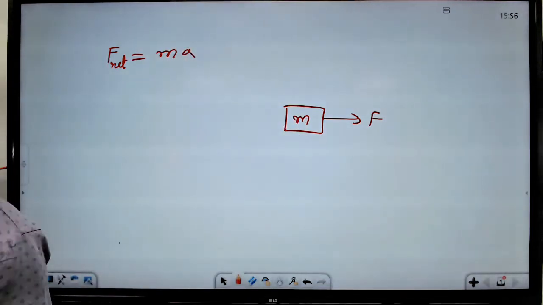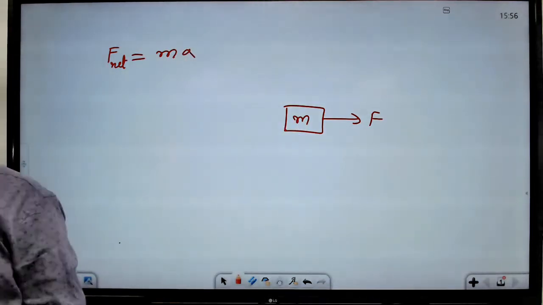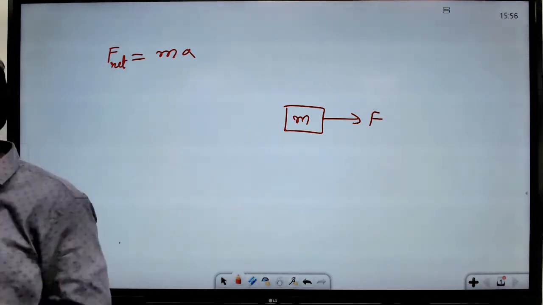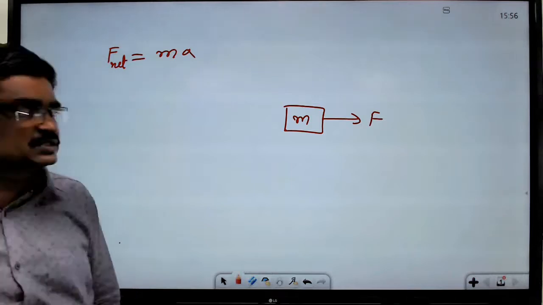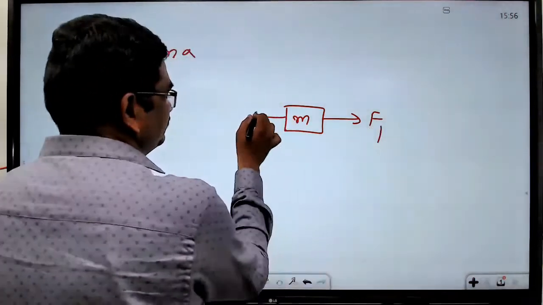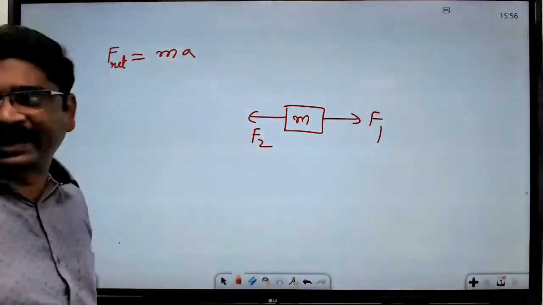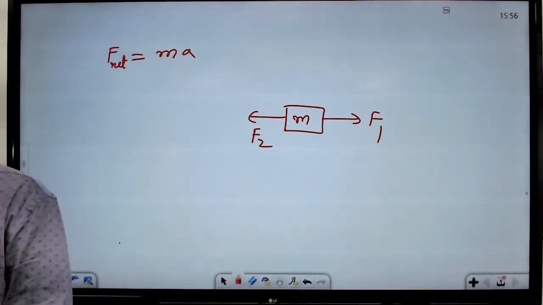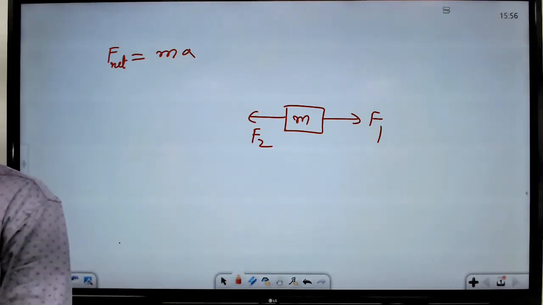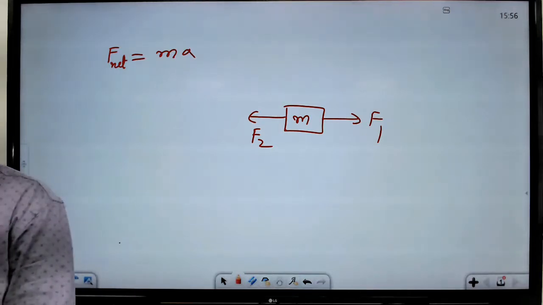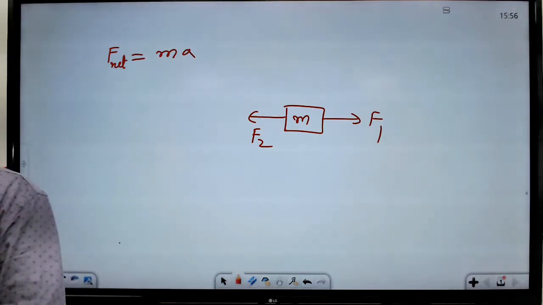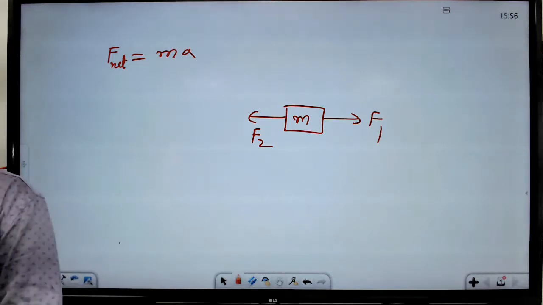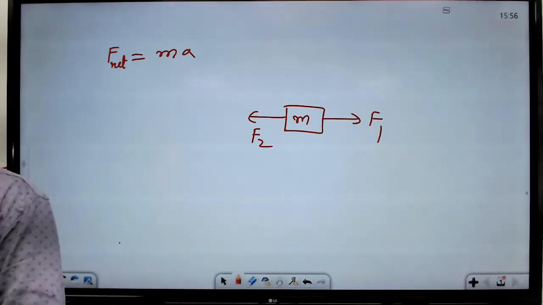And if more than one force is acting, that means if two forces are acting on the object, then what is the net force? For example, here F1 and F2 are acting on this object. What is the net force in this case? F1 minus F2, F2 minus F1, or F1 plus F2? Here we need to consider the difference between the two forces.